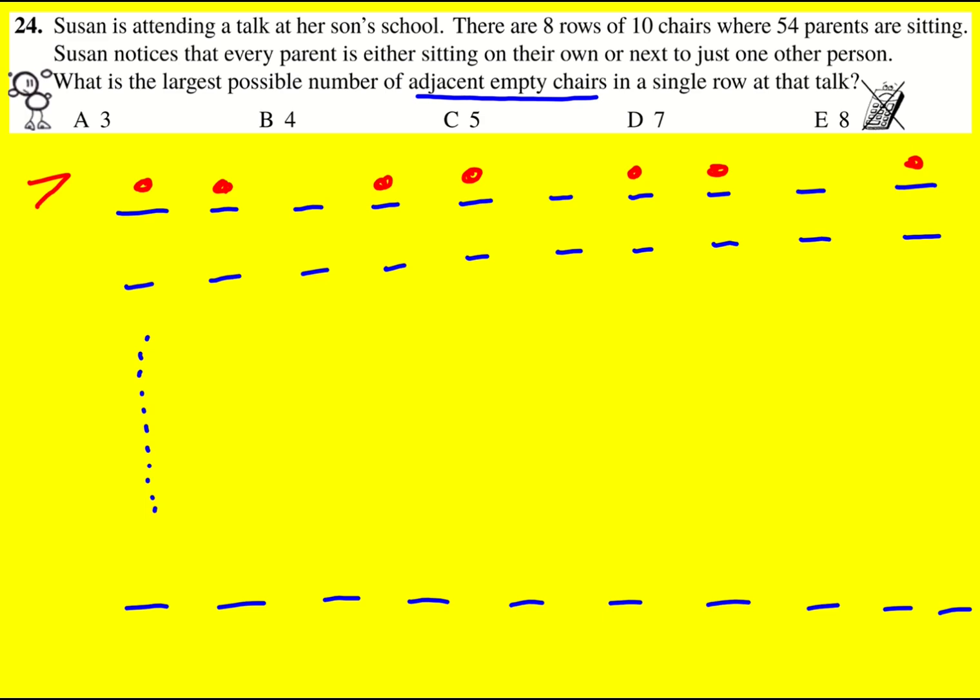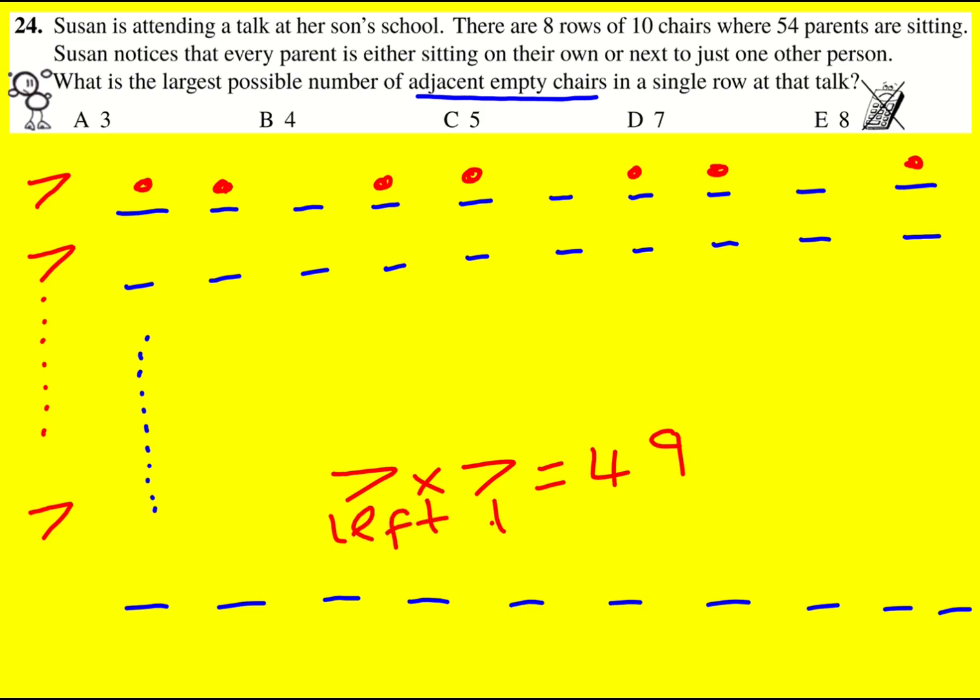So I've got 8 rows in total. So I can put 7 in each of these rows. And I could fit 7 times 8, I could fit 56 people in. But we want to try and put as few people as possible in the last row. So let's say we go for the first 7 rows. It's going to be 7 times 7 people, 49 people. So we're left to seat 5.